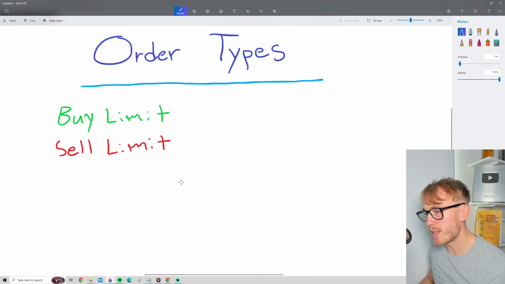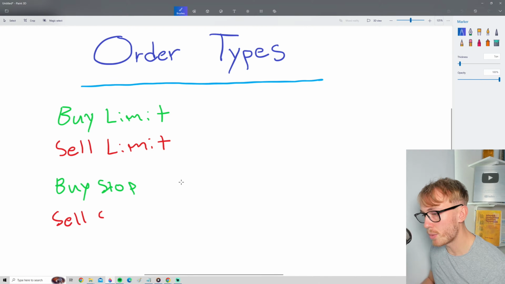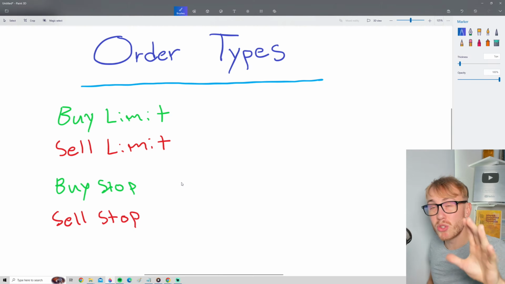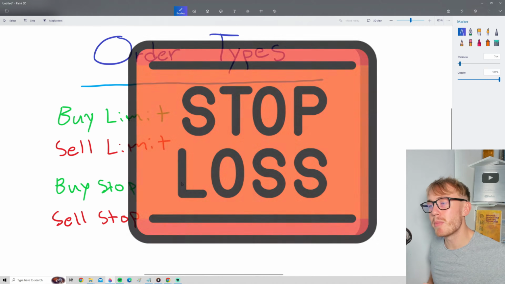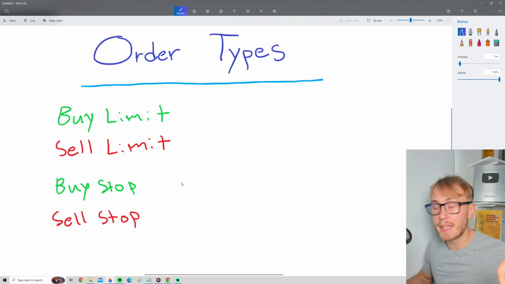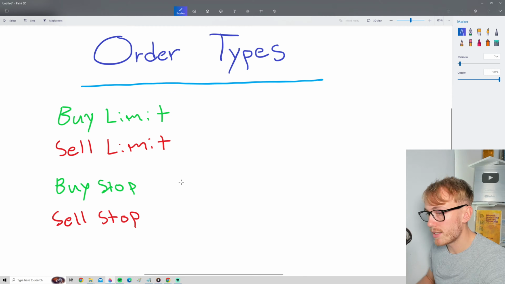The next order types I want to talk about here is first of all the buy stop order and the sell stop order. These two order types should not be confused with a stop loss, because these two order types are basically the opposite of the buy limit and sell limit order. So let's start by taking a look at the buy stop order here to explain this.